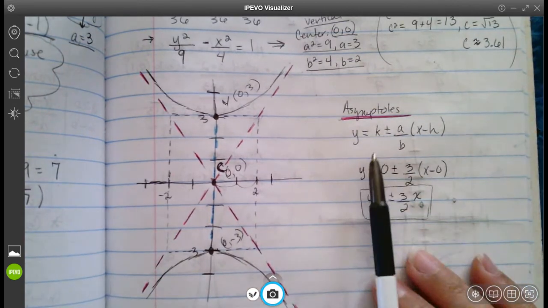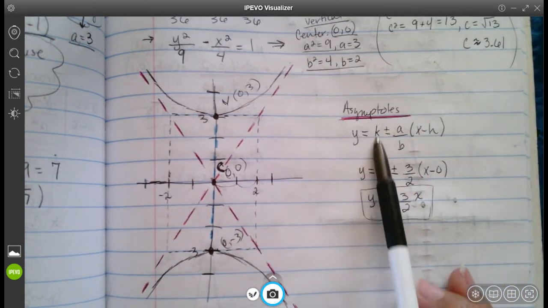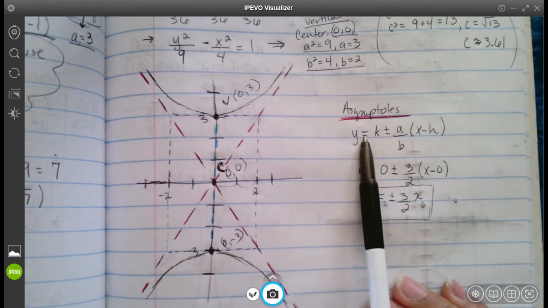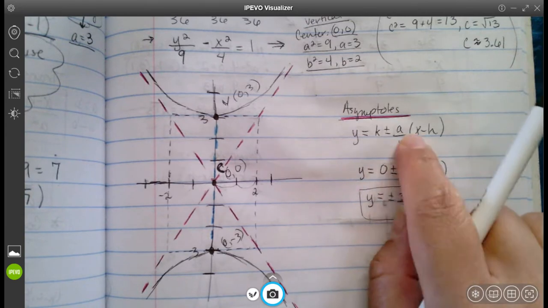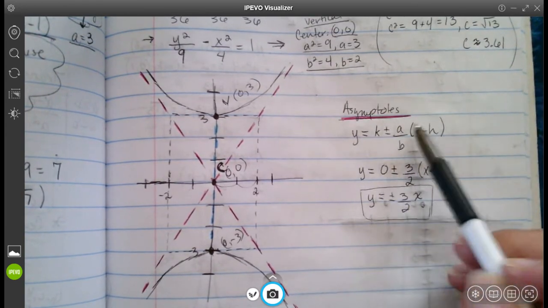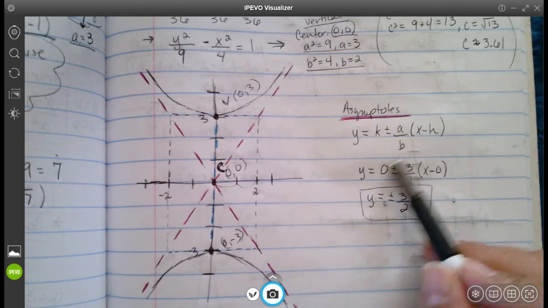Here on the side, I went ahead and showed it algebraically just so you can see what's going on. The formula for the asymptotes of a vertical hyperbola is y equals k plus or minus a over b times x minus h. So I plugged everything in. My k was 0, my a was 3, my b was 2. Again, h was 0.